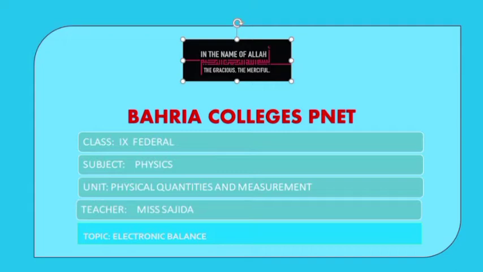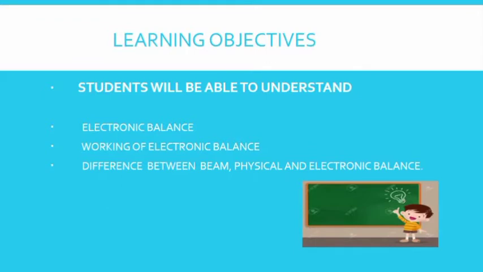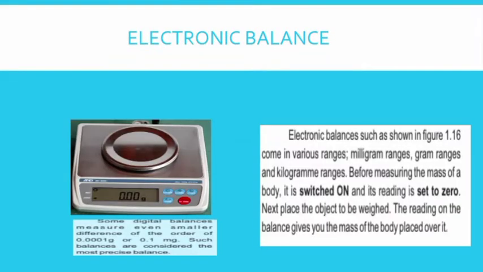Our topic is electronic balance. After this lecture, you will be able to understand electronic balance, working of electronic balance, and the difference between beam, physical, and electronic balance. We discussed physical and lever balance in our previous class. These balances determine mass by balancing an unknown mass against a known mass. Today we will discuss electronic balance.